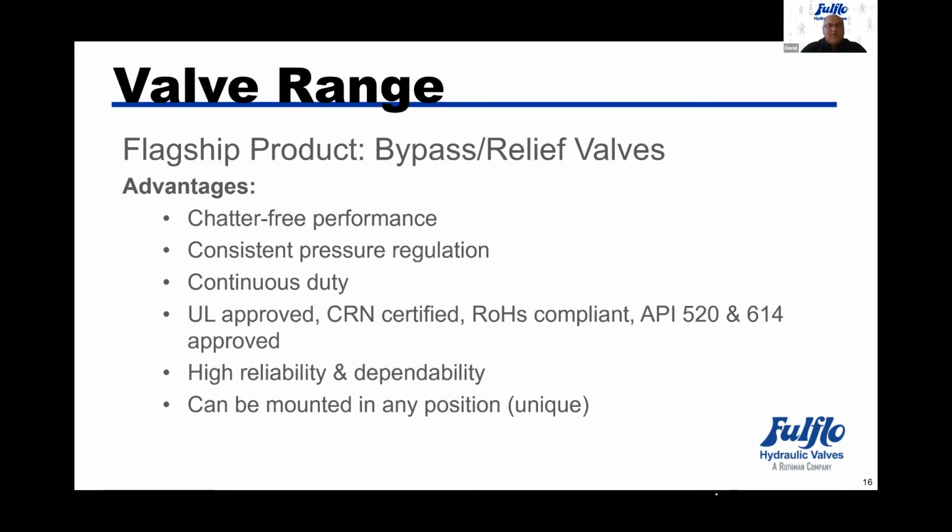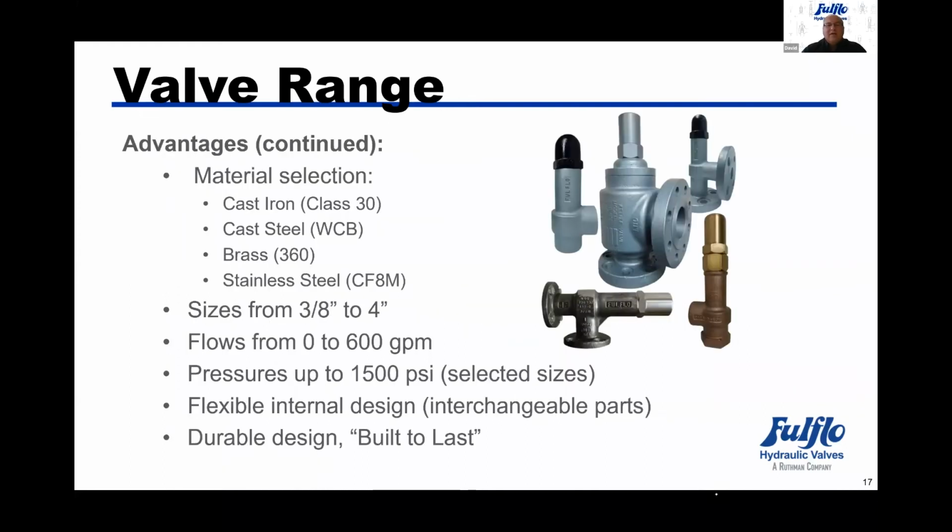The valve range, our advantages: we have the cast iron class 30 material for the castings. We have WCB steel, 360 brass for water applications and corrosive applications, as well as a stainless steel CF8M material. We range from 3/8 to a 4-inch valve. Flows are from 0 all the way to 600 gallons per minute. Pressure ranges up to 1500 PSI on selected sizes only.